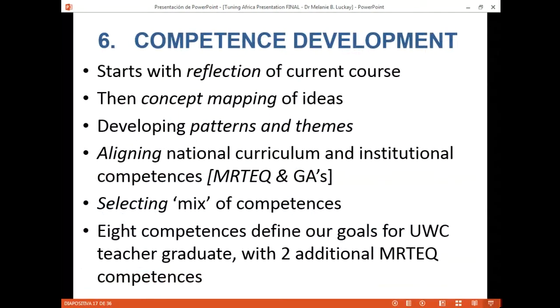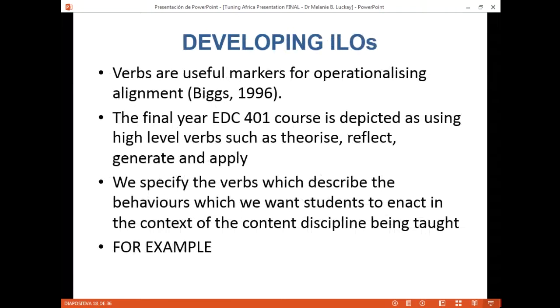So like I said, the process of developing the competences was reflection, concept mapping, developing patterns and themes, alignment. The very difficult one here was the selection of the mix of competences. Now there's many that you can actually use, but recontextualizing it for our group of students and providing the right mix where all of us agreed on the mix. That was the difficult part. So we developed competences with the 2 additional competences that we wanted to look at.